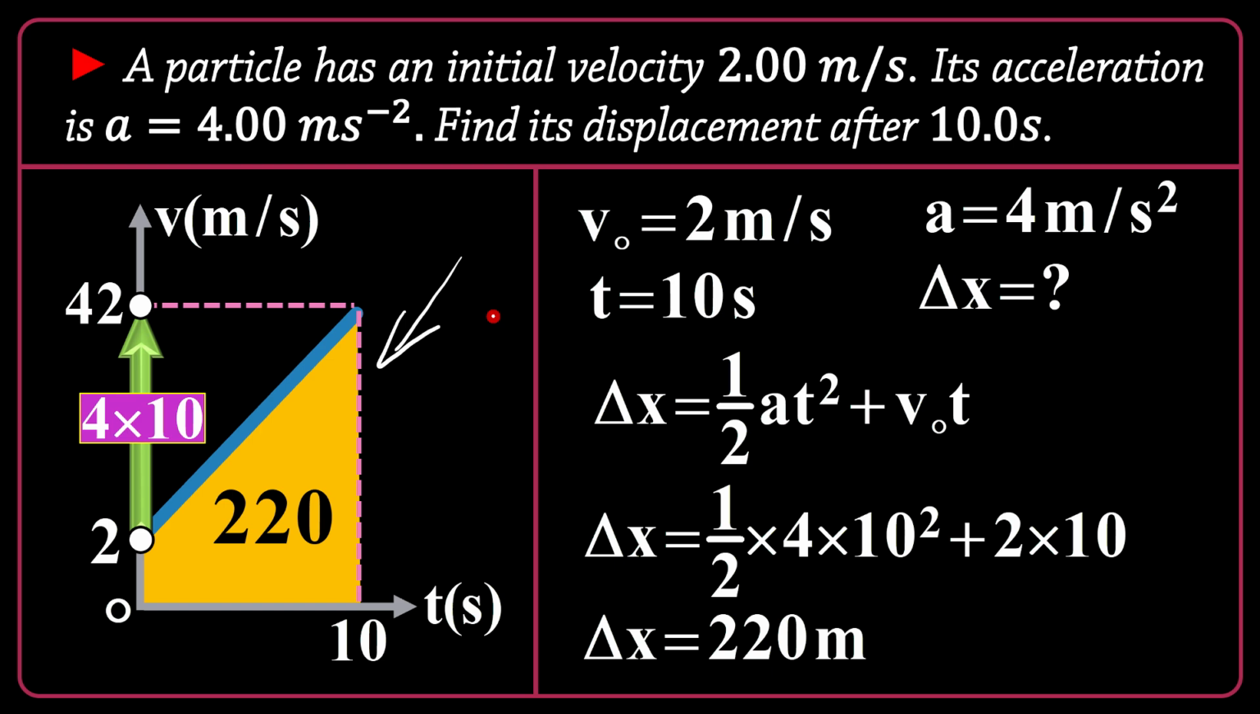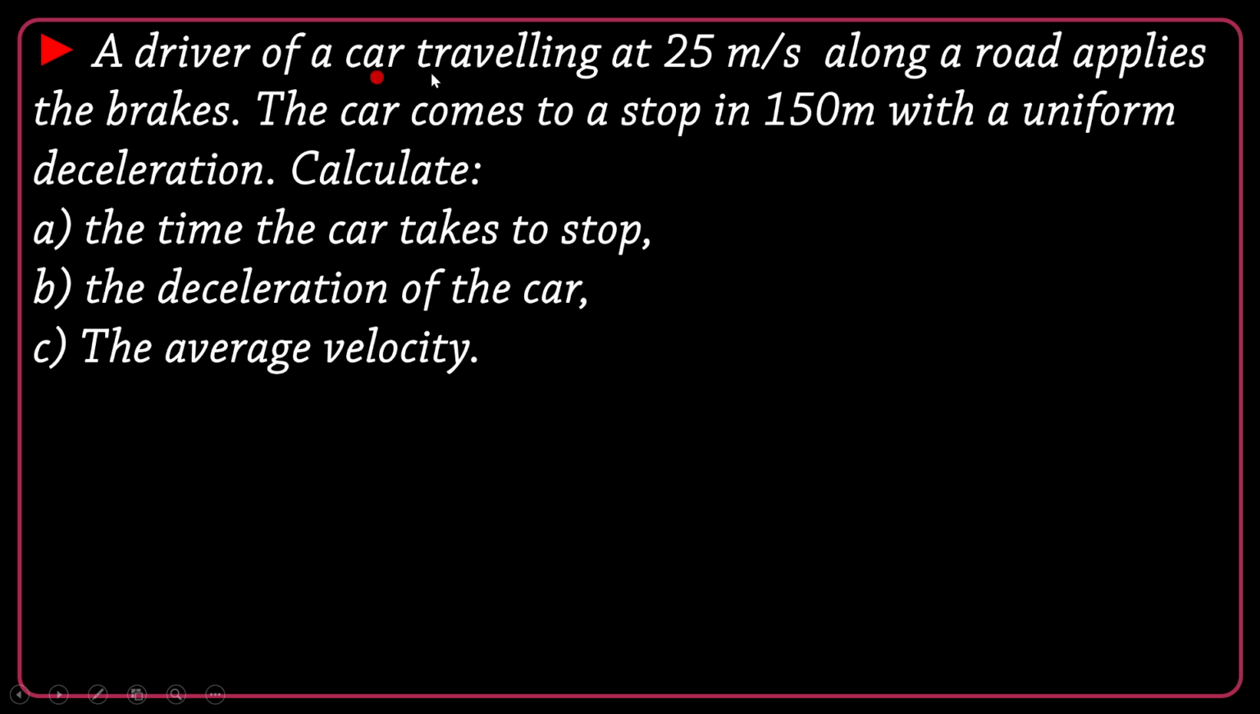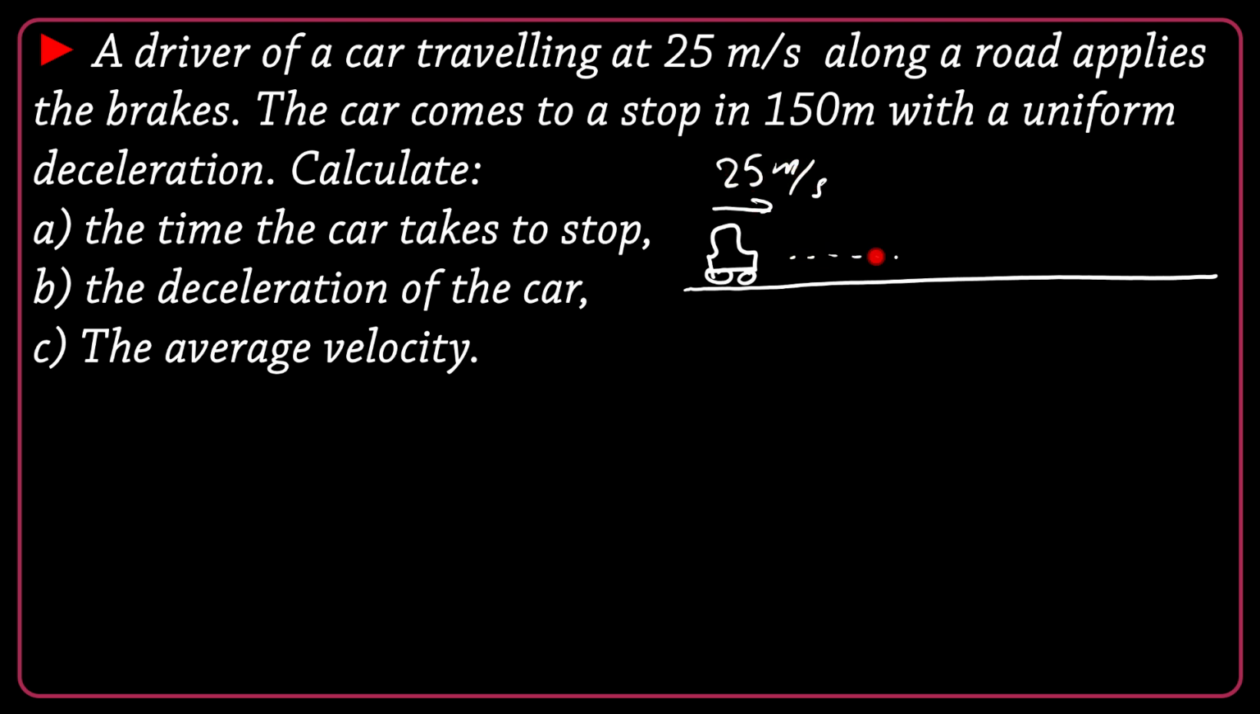Okay, let's go to the next one. A driver of a car traveling at 25 meters per second along a road applies brakes. The car comes to a stop in 150 meters with a uniform deceleration. Deceleration mostly refers to the type of acceleration which slows down the motion. So seems the process is like that. A car here is moving with an initial velocity of 25 meters per second. Then it decelerates and slows down and then comes to stop here.